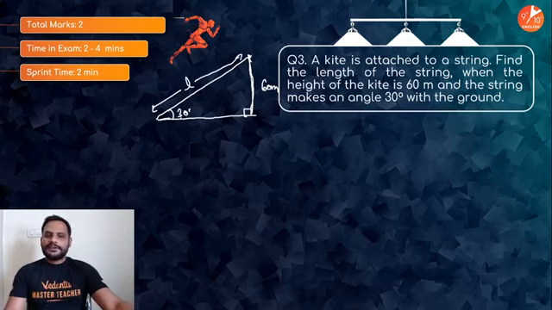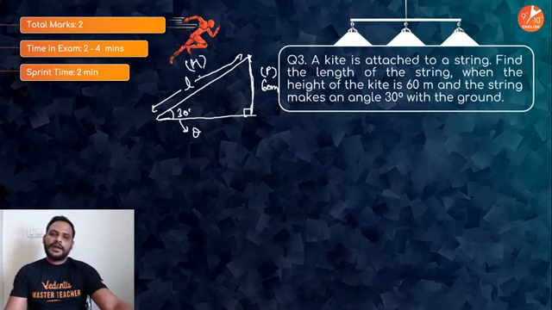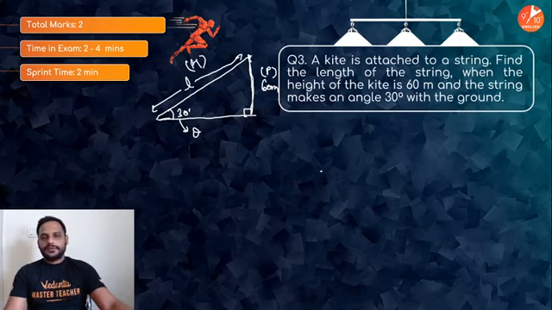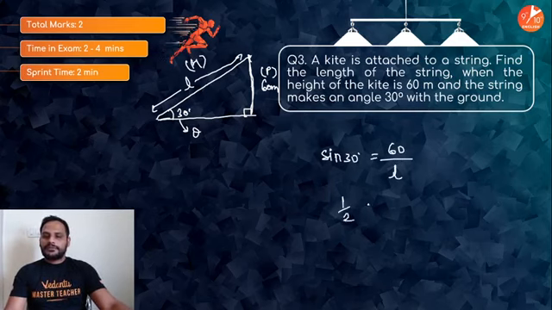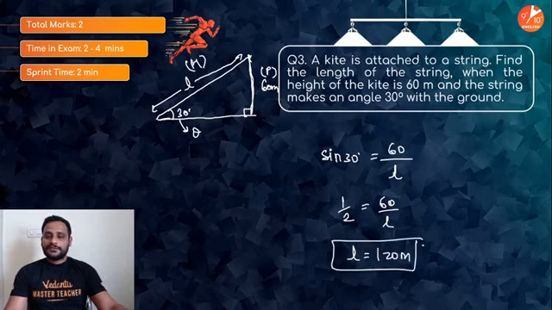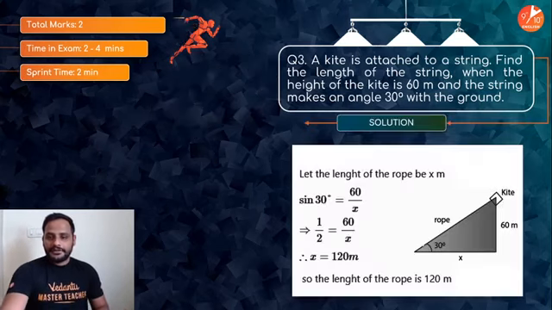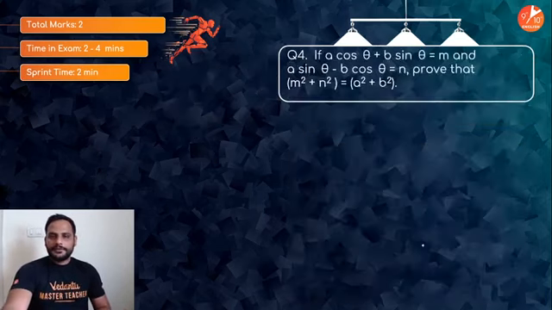So for this theta, if I take 30 degrees as my theta, perpendicular is known and we have to find out the hypotenuse. So I can say, sir, use sine theta. So sine 30 degrees will be perpendicular upon hypotenuse, which is L. Sine 30 is 1 by 2, equal to 60 by L. L is equal to 60 into 2, which is 120 meters. So the length of the string is what? 120 meters. All right, simple.